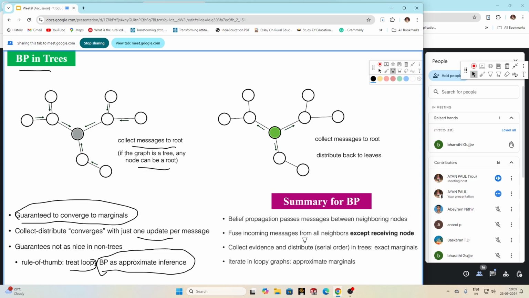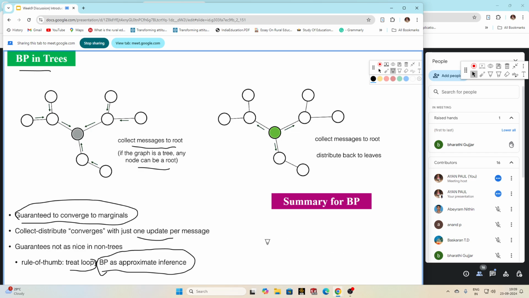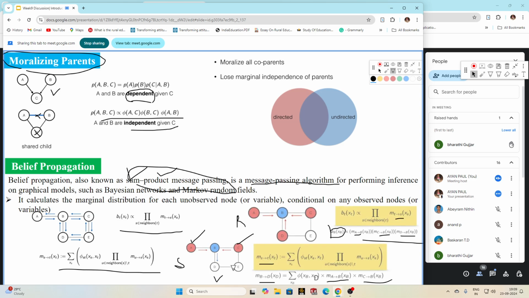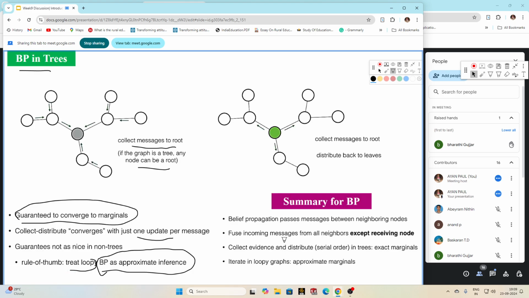So this is the summary: belief propagation passes messages between neighboring nodes. It fuses the incoming messages from all neighbors except the receiving node. So in the first step, the receiving node does not collect information from itself; that is what the second point says. And the third point: collect evidence and distribute in serial order in trees. You get the exact marginal, meaning the exact answer, in the case of belief propagation in trees.